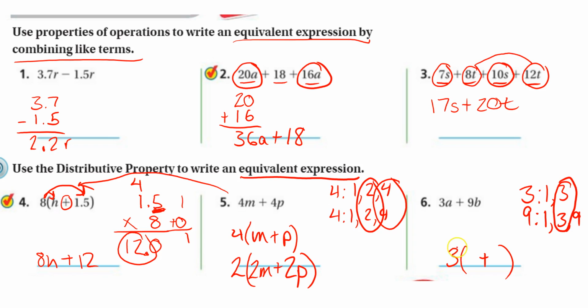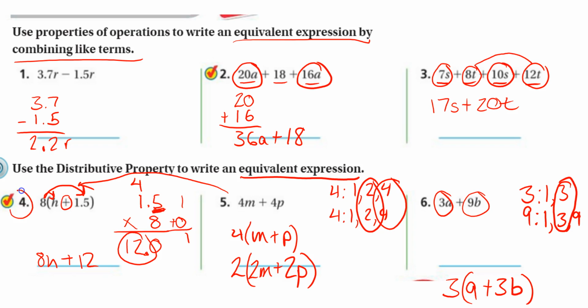And then I look, what do I have to multiply 3 by to get 3a? Well, 3 times a is 3a. What do I have to multiply 3 by to get 9b? Well, to get 9, I have to do 3 times 3, and then I just plug in that b behind. So 3, and then in parentheses, a plus 3b. It's written a little nicer there. See it a little more clearly.